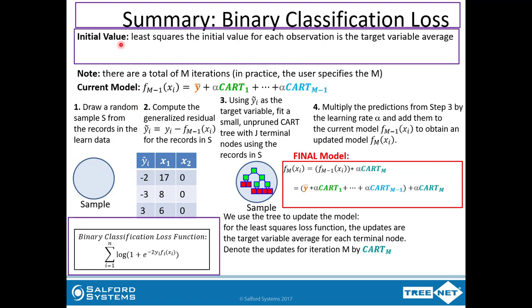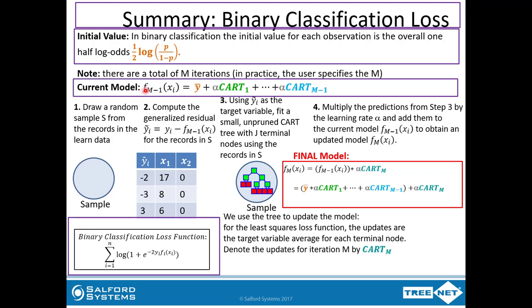Now the initial value is no longer going to be the target variable average. It's now going to be the overall 1/2 log odds. And our current model thus will have to change. So we'll no longer have the y bar. We're going to have the 1/2 log odds. Now the generalized residual is no longer going to be just the typical definition of the residual. It's actually going to be this.